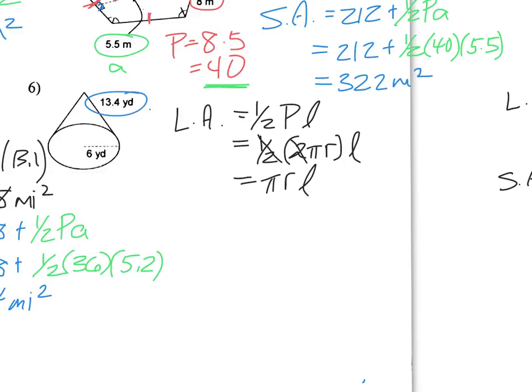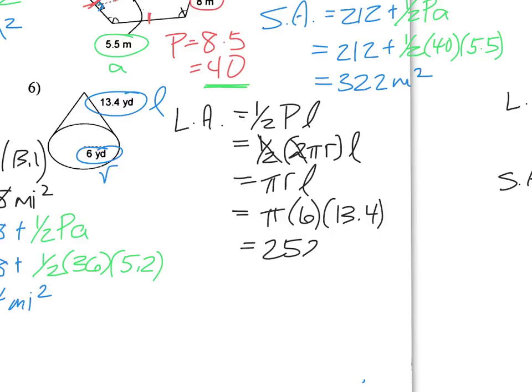Here's our L, and here's our R. So I'm just going to plug those in. Pi times 6 times 13.4. So use the pi button on your calculator. That's 252.6 yards squared.